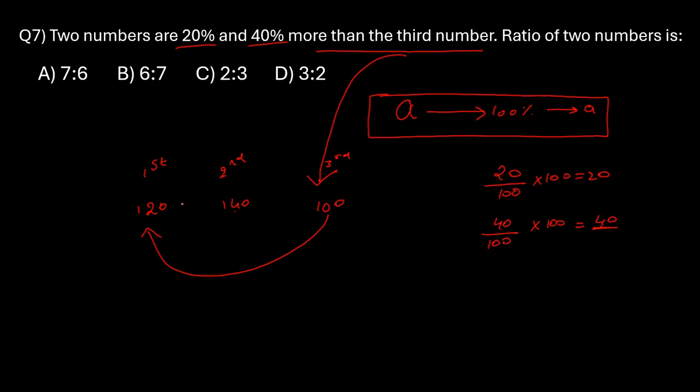And I was asked to find the ratio of these two numbers, that is first number and second number. Ratio of first number and second number is 120 upon 140. 2 6s are, 2 7s are, that is 6 by 7. This is our value. I hope everyone is clear with this question. Let's move to the next one.